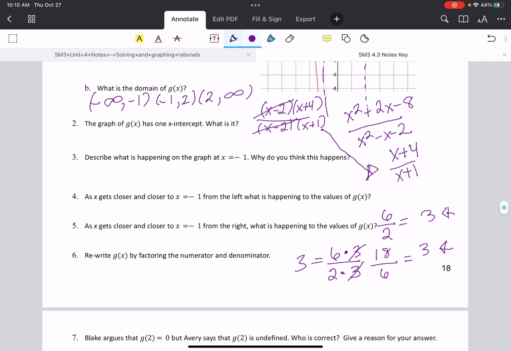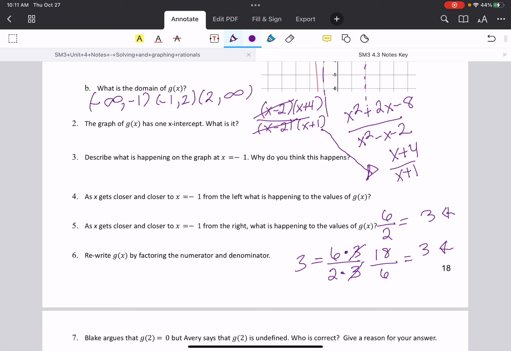So it's like the hole is just skipping over that one tiny piece of the graph. Yes, the hole is just skipping that one tiny piece. Okay, so if you factor it and it shares a factor in the numerator and denominator, then it's a hole. Exactly.